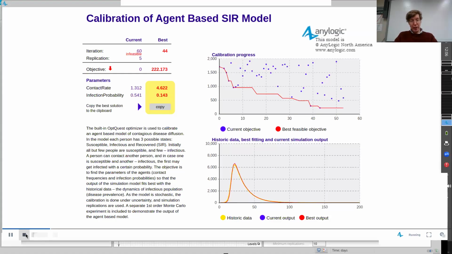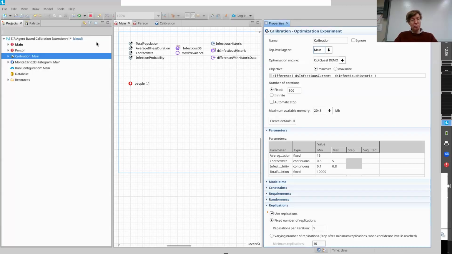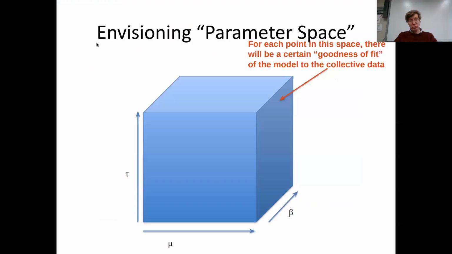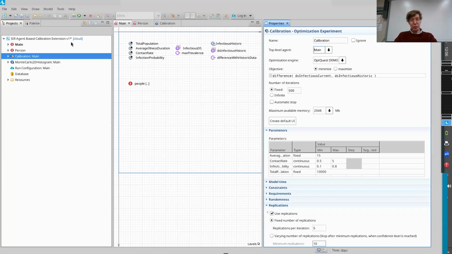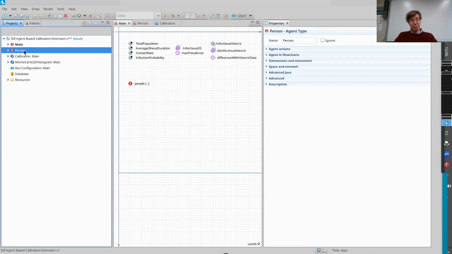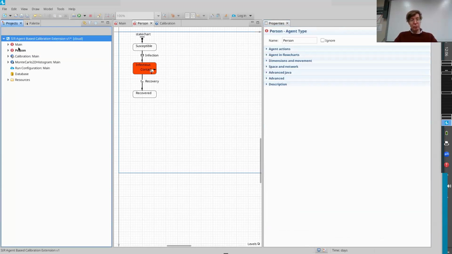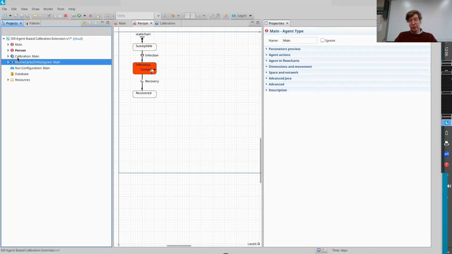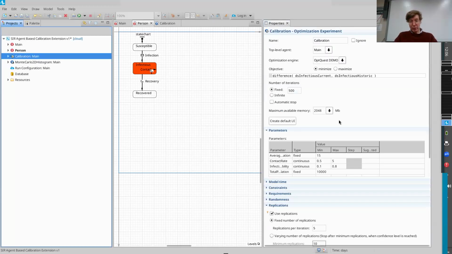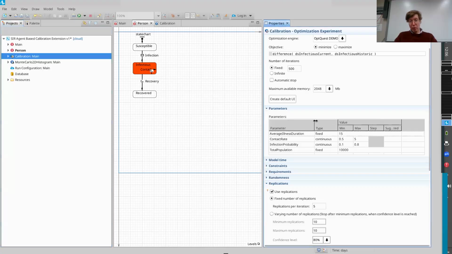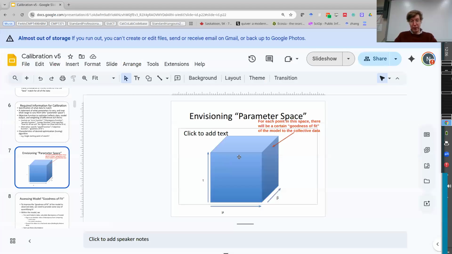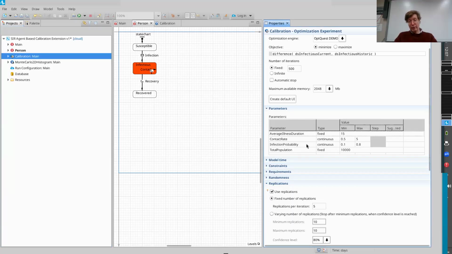It is engaged in some measure of learning here. I'm going to stop this, and I'm going to take a somewhat more critical and inquiring eye towards this. So first of all, let's go examine. Let's refresh our memory for the calibration as to what it's optimizing. Well, it's optimizing two parameters over some range. That's specifying this, right? The range over which we're exploring. Contact rate and infection probability.